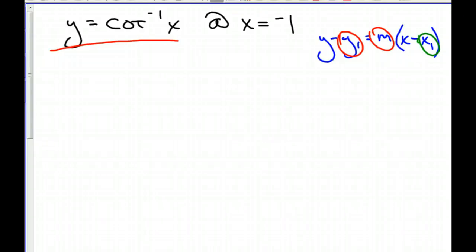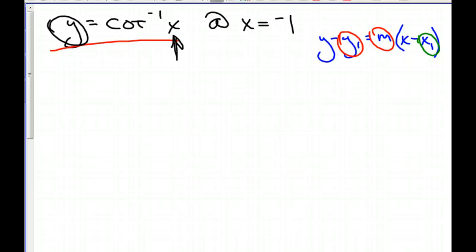We don't need to find the derivative of anything in order to find that y value. We just need to plug x in here, because the arc cotangent of x, or -1, is going to give us our y value. So that's what we're going to do first of all. Find the y value by plugging -1 in for x.